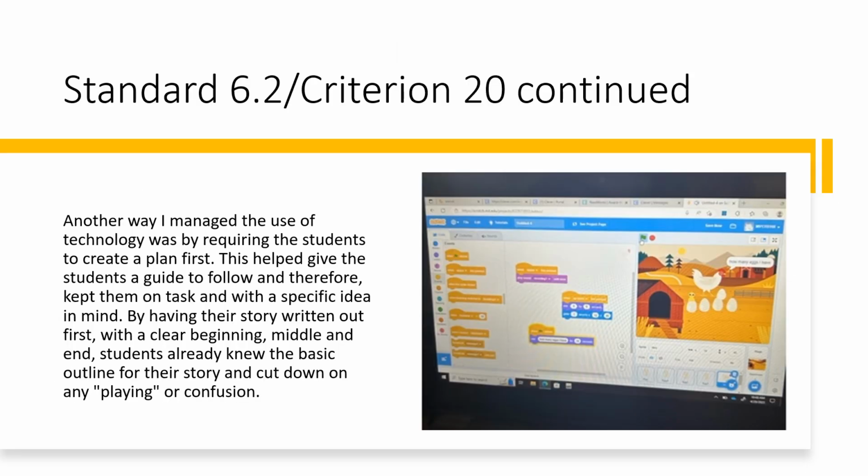Another way I managed the use of technology was by requiring the students to create a plan first. This helped give the students a guide to follow and therefore kept them on task and with a specific idea in mind. By having their story written out first with a clear beginning, middle, and end, students already knew the basic outline for their story and cut down on any playing or confusion.